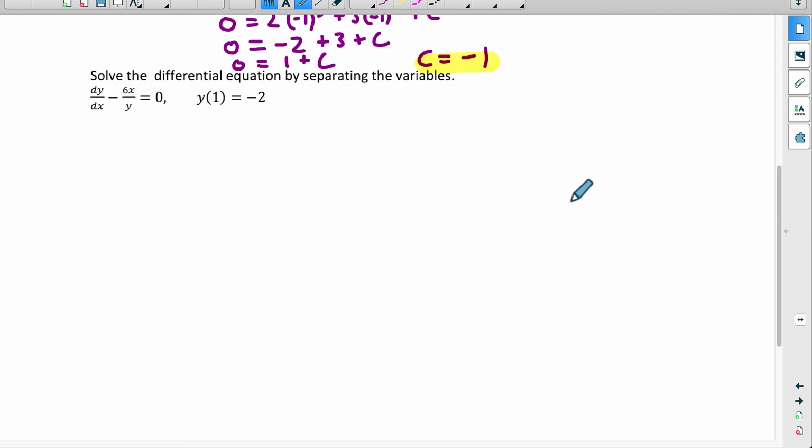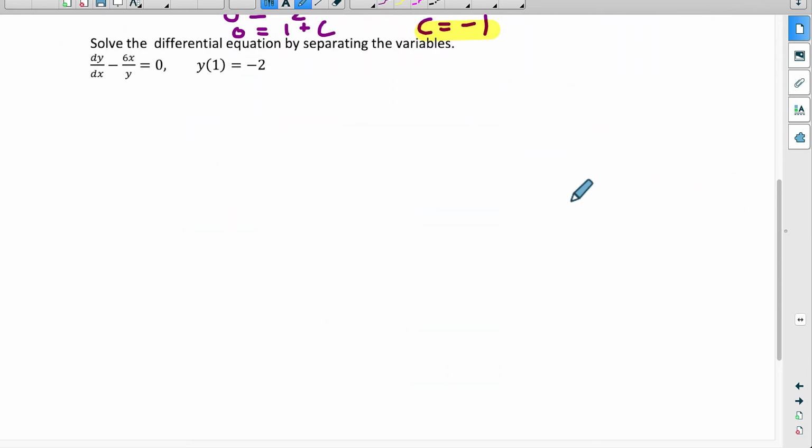Okay, let's do one more. Solve the differential equation by separating the variables. Here's the differential equation, and here is our statement. y of 1 equals negative 2. In other words, the point is 1, negative 2, right? There's our x, there's our y. We'll use that later. First of all, we're going to get all the x's to one side and all the y's to the other.